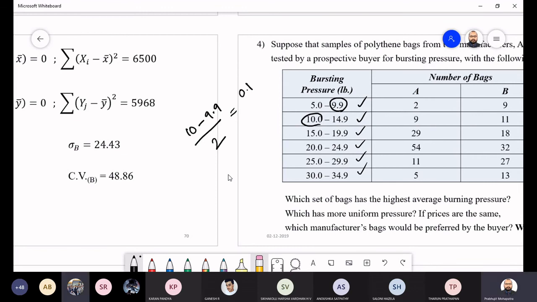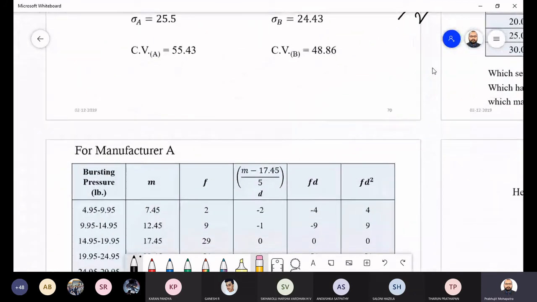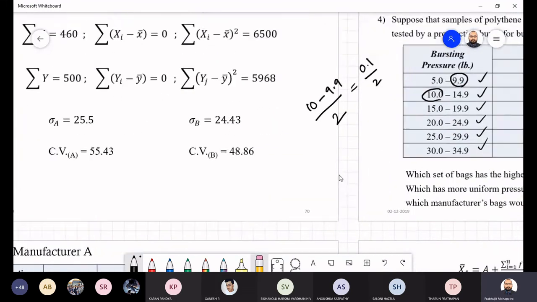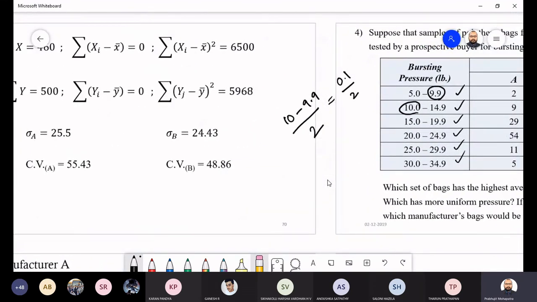Then 0.1 divided by 10. How much? Divided by 2. How much will you get? 0.05. Yes, so that is what you need to adjust. So you need to shift that 0.05 to the lower limit and the upper limit.